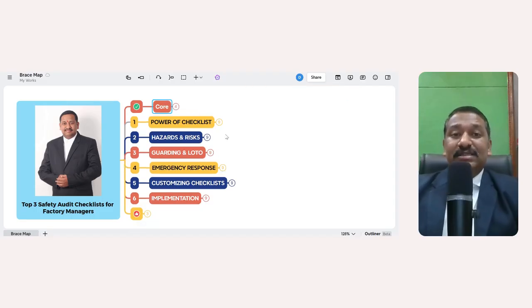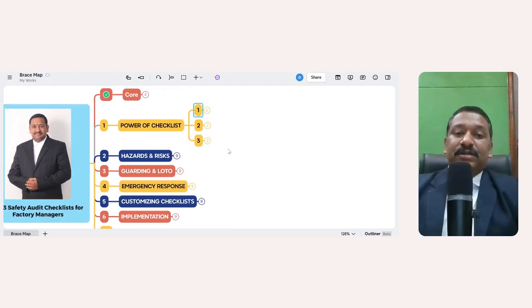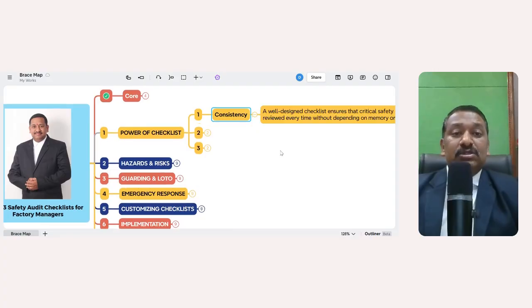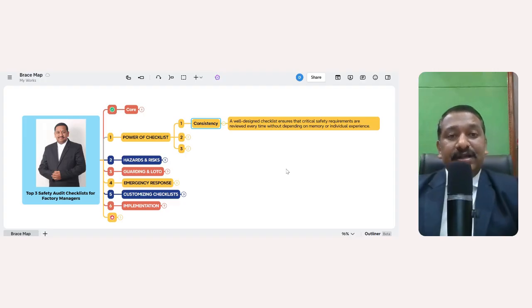In the first element, the power of a checklist, there are three key aspects. First is consistency. A well designed checklist ensures that critical safety requirements are reviewed every time without depending on memory or individual experience. Why is the checklist important? If the auditor depends every time on memory or individual experience, he may miss important parameters. So consistency is important.